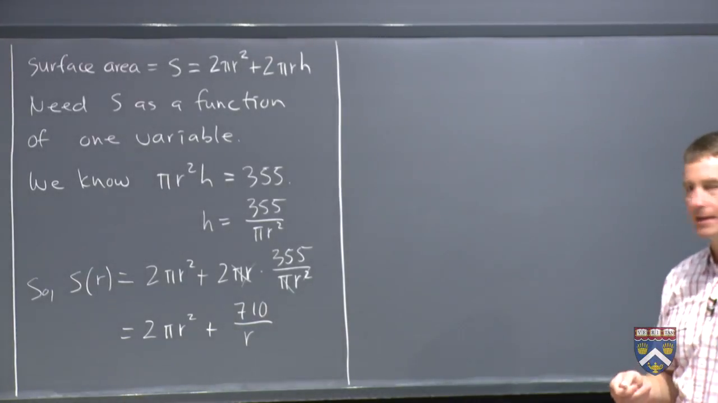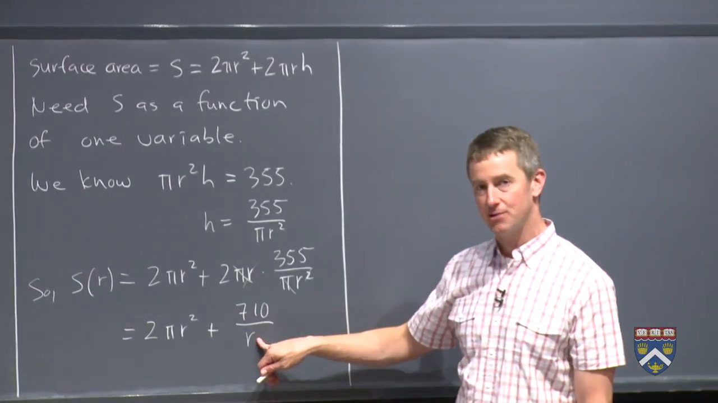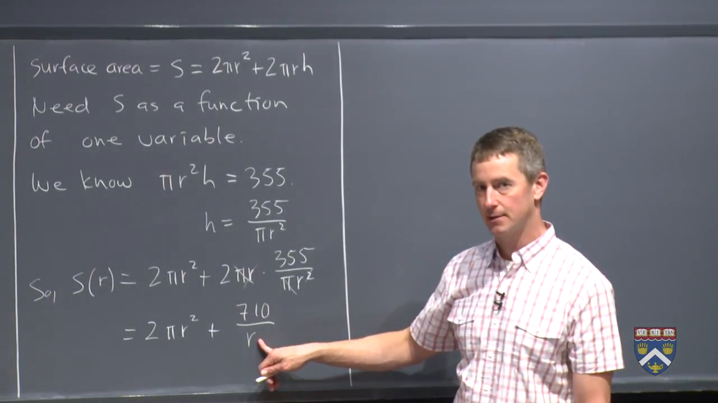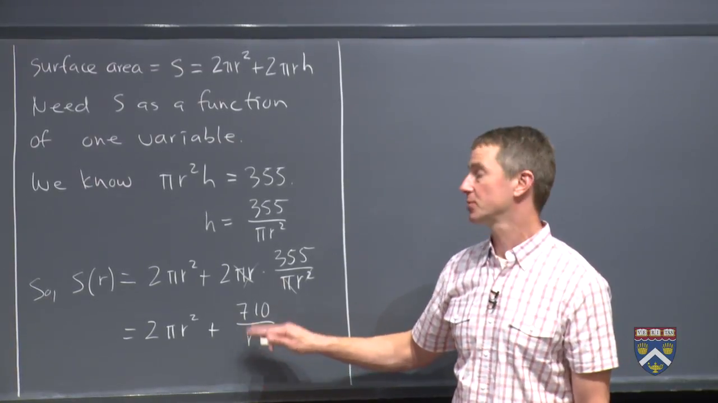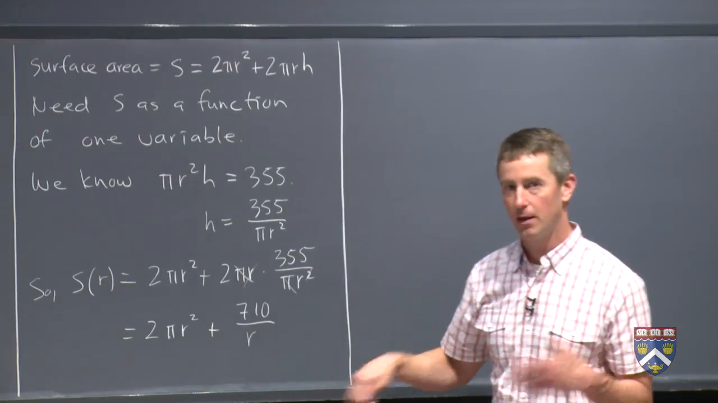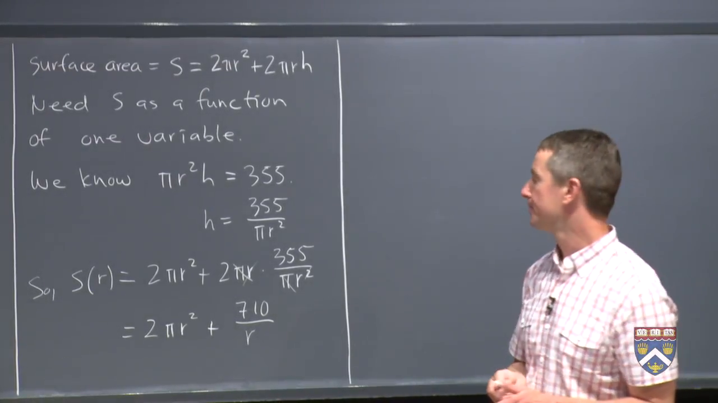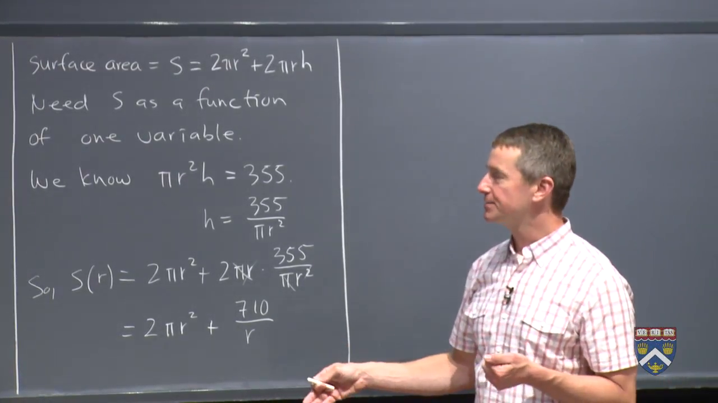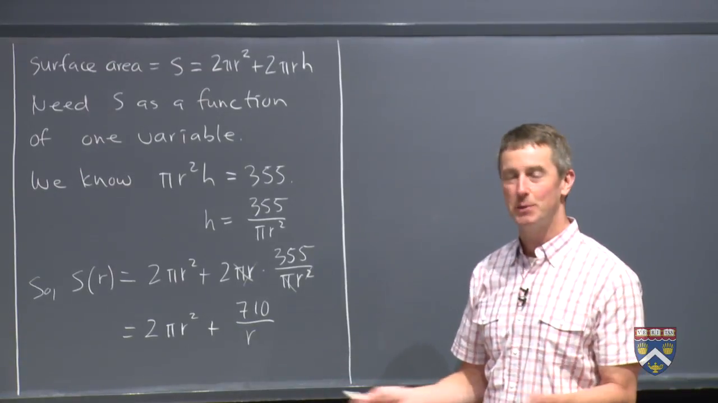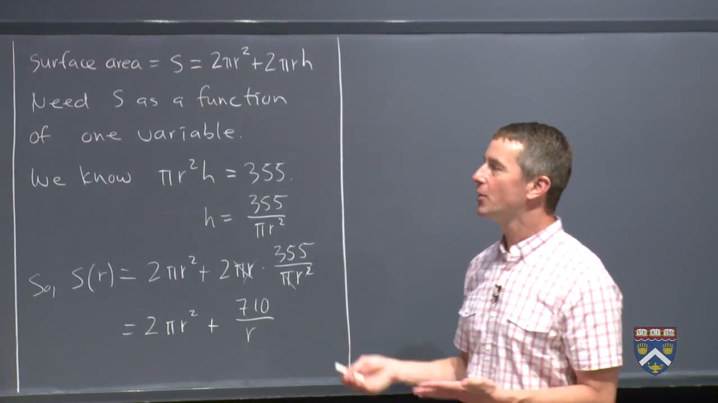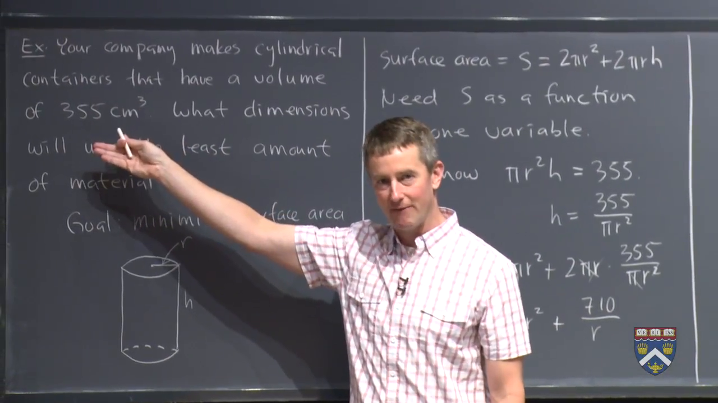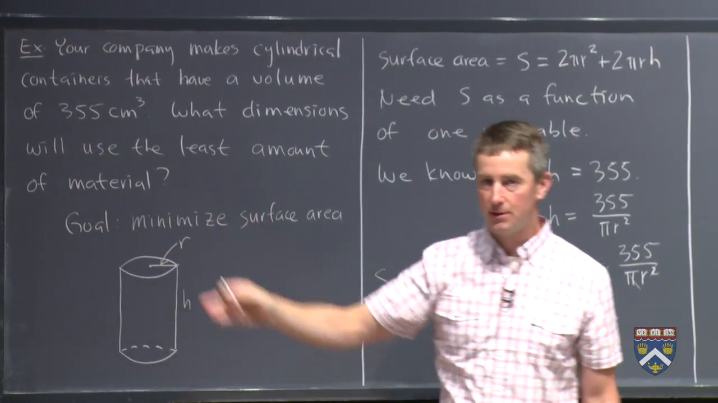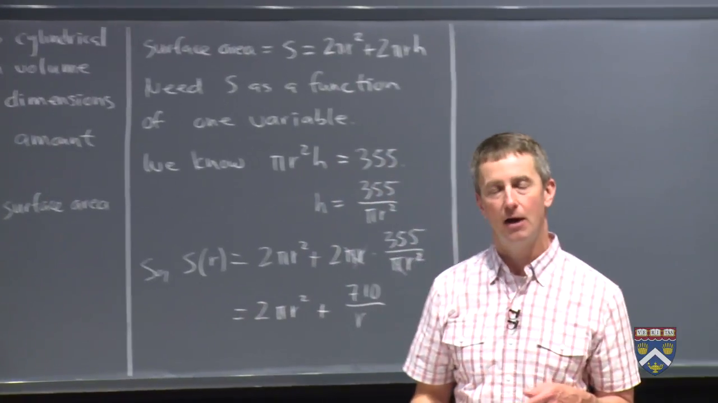So one thing to notice here is that this function itself is already undefined when r is what? When r is 0. Let's think about what r being 0 will mean. The fact that s is undefined at 0 means s prime is definitely going to be undefined. If r is 0, that means the radius is 0. That means we have no can. And if we have no can, we're not going to be able to meet this requirement of having a volume of 355. So really, the domain of this function is r greater than 0.